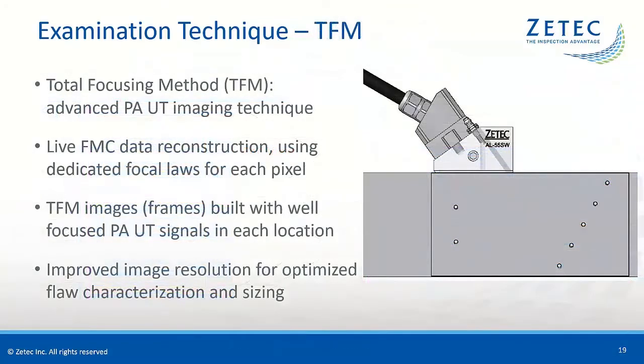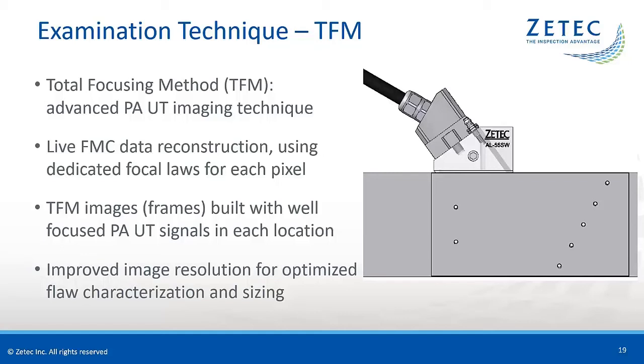The most recent progress in ultrasonic phase array examination involves full matrix capture and advanced focusing techniques. With the full matrix capture, or FMC, technique, the elementary A-scan signals from every transmitter-receiver pair in the phase array probe are captured and recorded. In the new generation of high-end phase array units, it is possible to process these elementary A-scan signals live during the inspection and generate UT images with advanced focusing techniques.